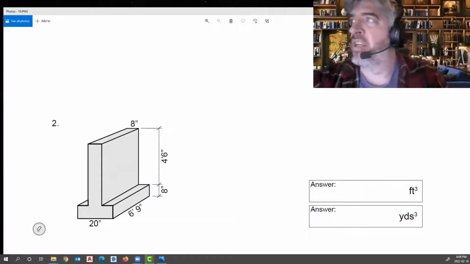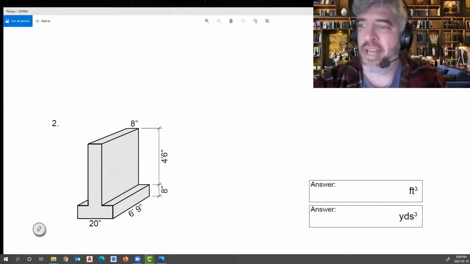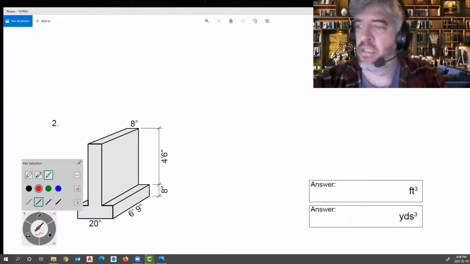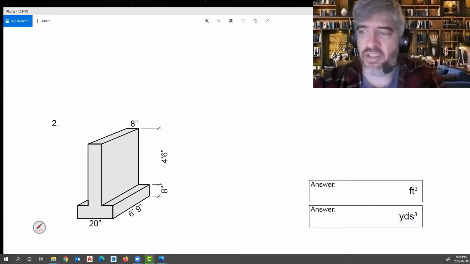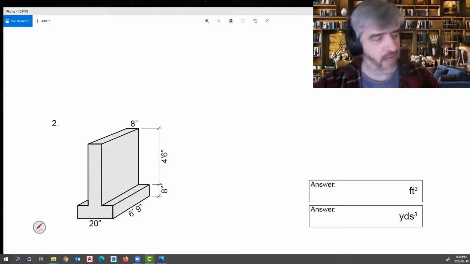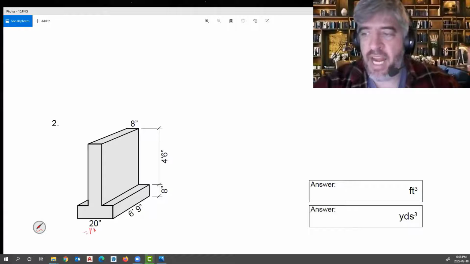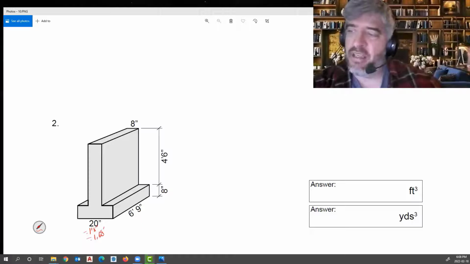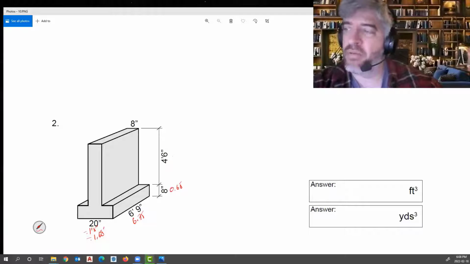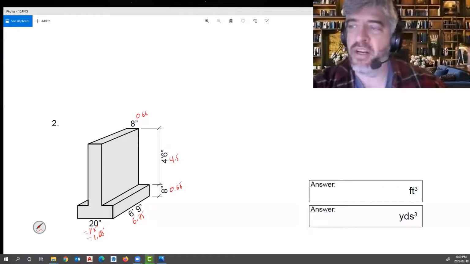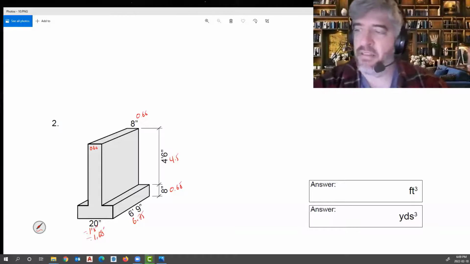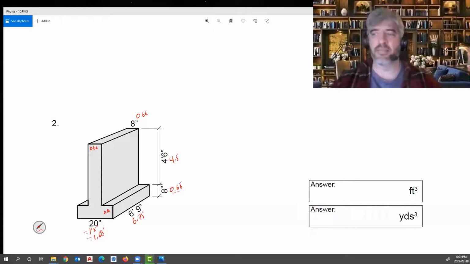Okay, so first things first, let's write down some actual decimal numbers here. 20 inches. Again, I like to work in feet, so I work in feet. Call me crazy. 20 inches is 1 foot 8 inches, which is 1.66 feet. 6 feet 9 is 6.75. 8 inches is 0.66. 4 foot 6 is 4.5. And then 8 inches is 0.66. Know that this 8 inches is also here, so this is 0.66 as well. Same thing as here, this is 0.66 because it's the same height.